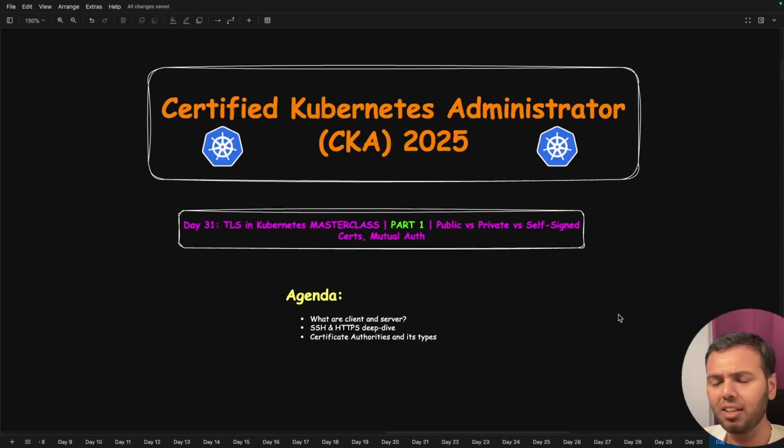Today we are laying the foundations, understanding how TLS works, what public, private and self-signed certificates are, and the basics of mutual authentication. So let's get going.